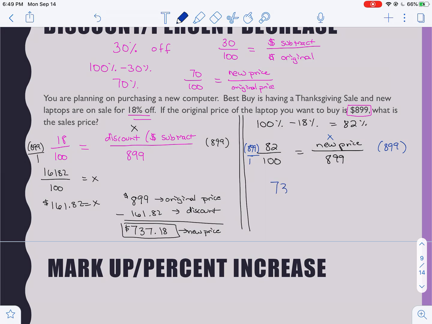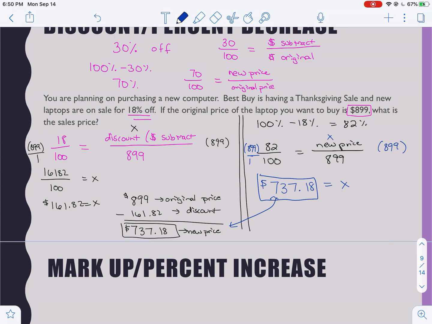And we get, oh, look at that. You get $737.18. So the new price is going to be $737.18. And notice it's exactly what we got when we just used the discount. So either way works. You can do the discount percent over 100 and then figure out how much money you get to add or subtract from the original.